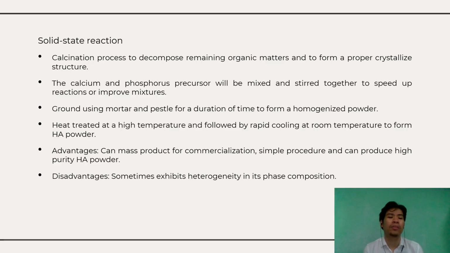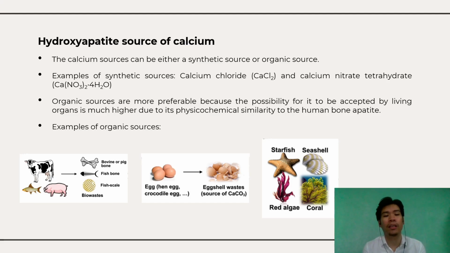The advantages of solid state reaction are that it can mass produce for commercialization, has a simple procedure, and can produce high purity HA powder. However, it comes with disadvantages where the produced HA sometimes exhibits heterogeneity in its phase composition. The third and last subtopic for literature review is hydroxyapatite source of calcium.